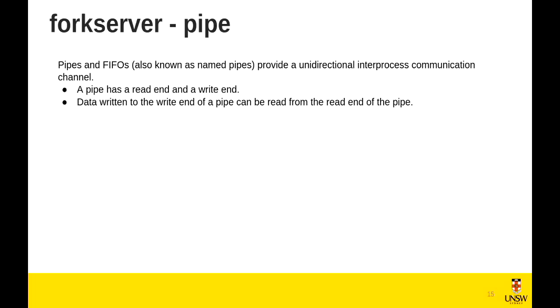Pipes and FIFOs, or first in, first out, or named pipes, provide a unidirectional inter-process communication channel. Each pipe has a read end and a write end, and data written to the write end of a pipe can be read by the other process from the read end of the pipe. So it's literally like a tunnel between different processes.